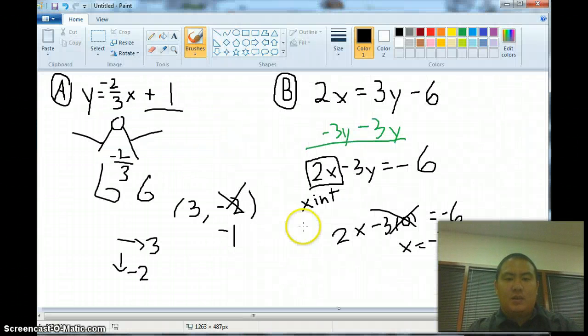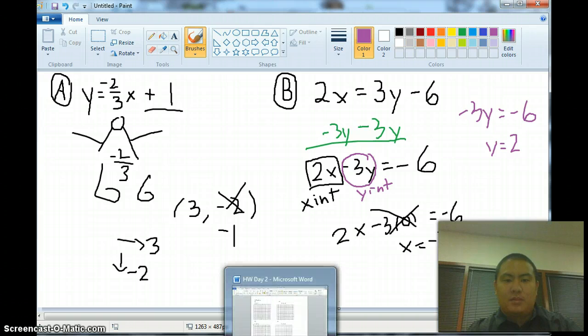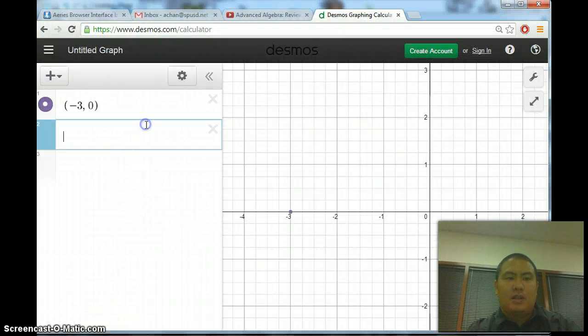Now I'm going to do the same thing with the y-intercept. I'm going to do it right here, -3y, and this time I'm looking at this one because I'm looking for the y-intercept. -3y is equal to -6. Alright, and we all know that that y should be 2. So my y-intercept is 2. So let's put that in. And that's going to be 0, 2. You see those 2 points?